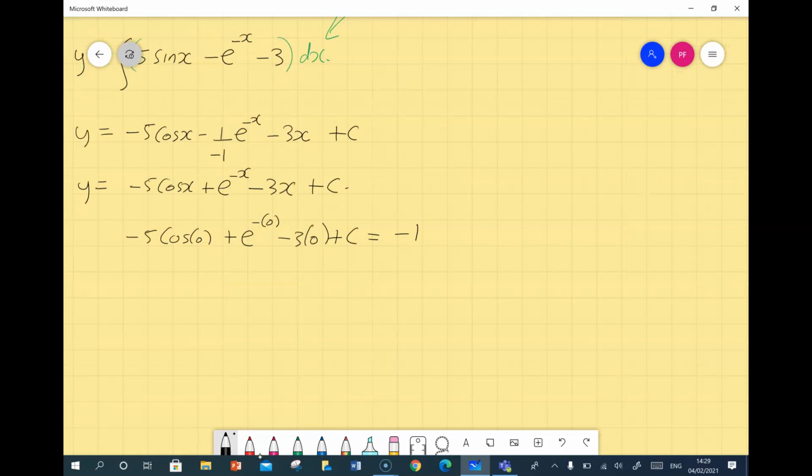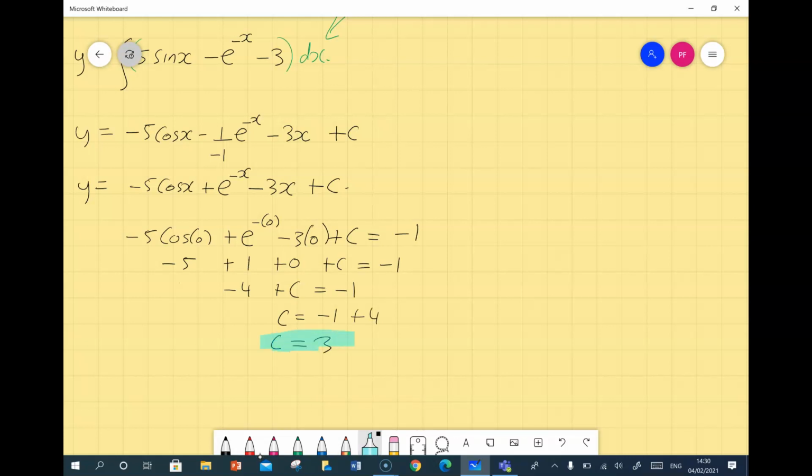Okay, so looking up the cos of 0. Cos of 0 is 1. So minus 5 times 1 is minus 5. Anything to the power of 0 is 1. 3 times 0 is 0. Plus c equals minus 1. So minus 5 plus 1, minus 4, plus c equals minus 1. Okay, so c is equal to minus 1 plus 4. c is equal to 3.